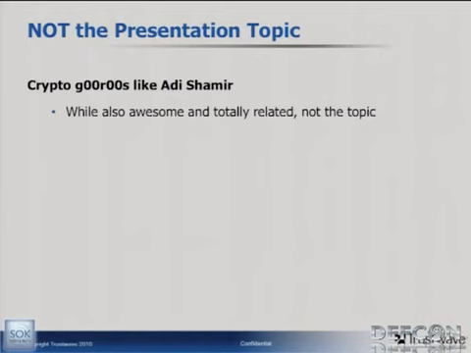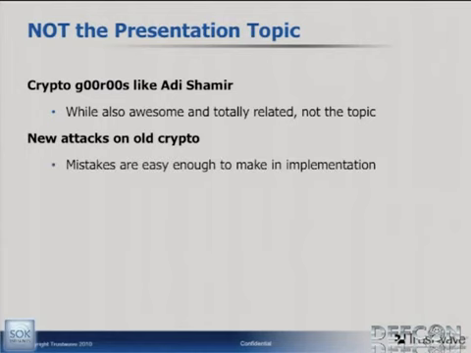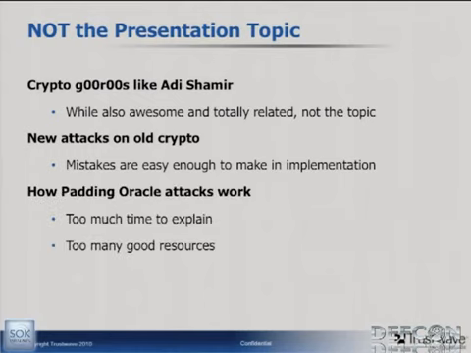We're not talking about cryptographic gurus like Adi Shamir. If you don't know who Shamir is, he's the S in RSA. Also awesome, but not the topic. We're not talking about new attacks on old crypto. I will be clarifying some details on the default encryption algorithm in ColdFusion, but that's not exactly a new attack. That's already known. It's just I've never seen it made public. I wasn't able to find any public details on why Adobe says this is a weak cipher. We're also not going to be talking about how padding oracle attacks work.